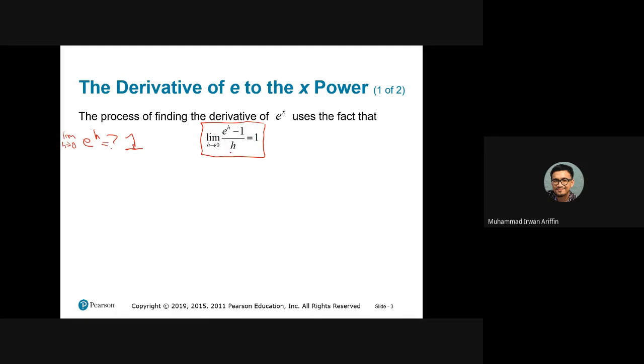Now, I hope this is clear to everyone, because we're going to basically apply this definition. Okay, we're going to apply this definition. So how do we find the derivative of the exponential to the x power? Okay, so this is one by one, just to show you how do we get it.